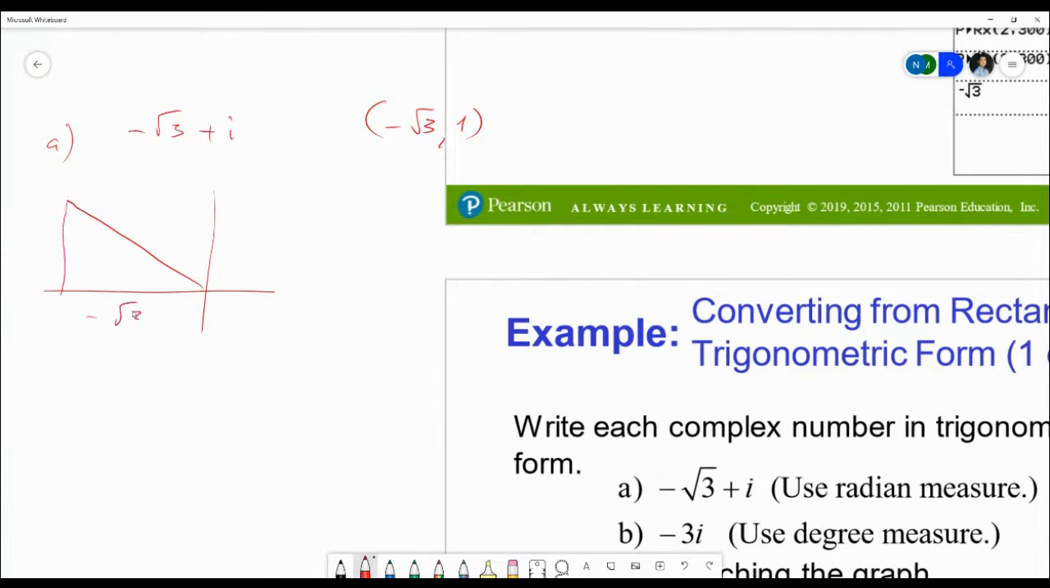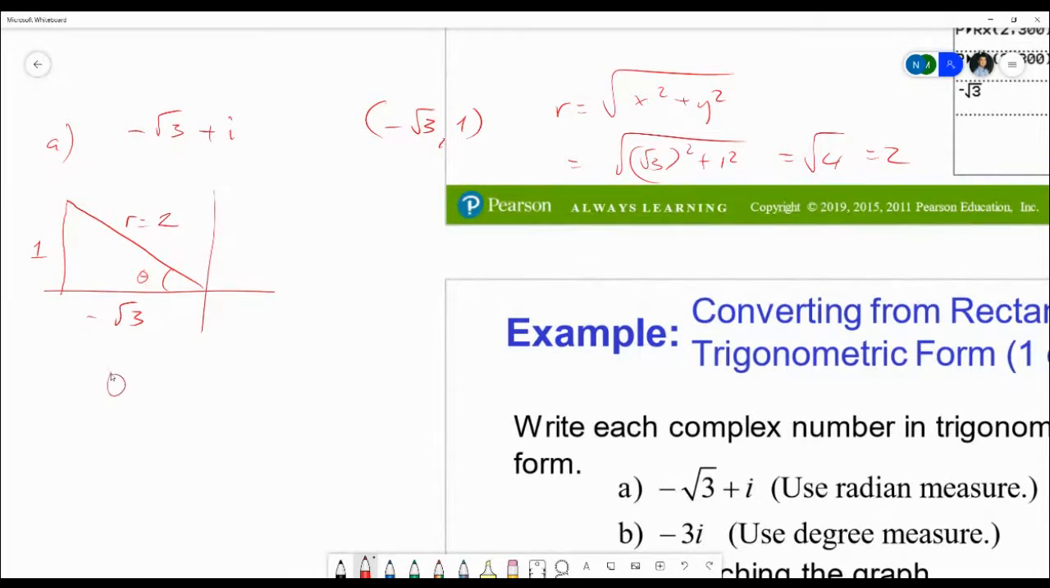So negative square root of 3 is here, 1 is here. So now we can get this, which is r. We're just going to find r is equal to the square root of x squared plus y squared. So this is the square root of 3 squared plus 1 squared. That's 4, so we get 2. I can already know what theta is because it's 1, 2, square root of 3, a special triangle. But let's go through the rest and find out what theta is equal to.